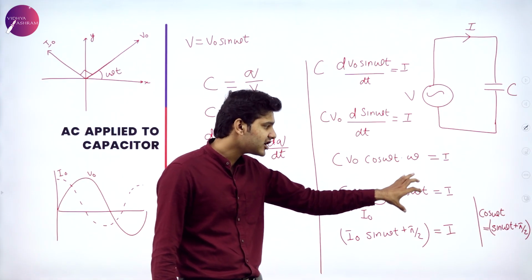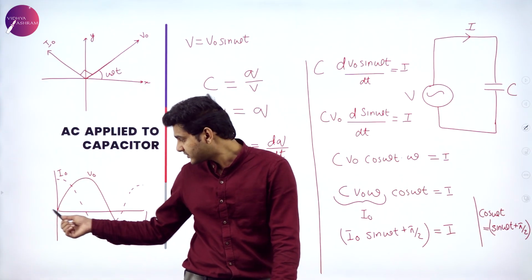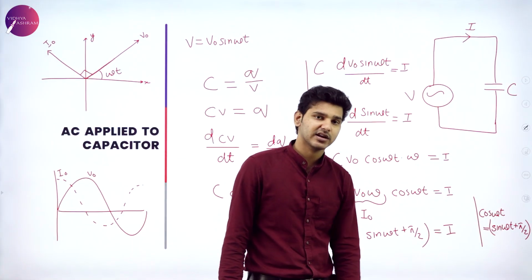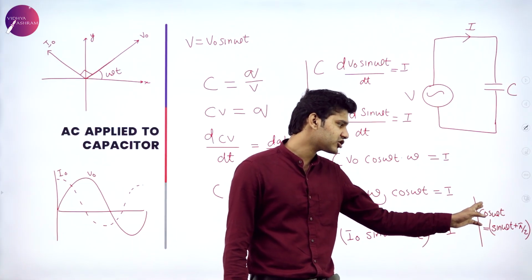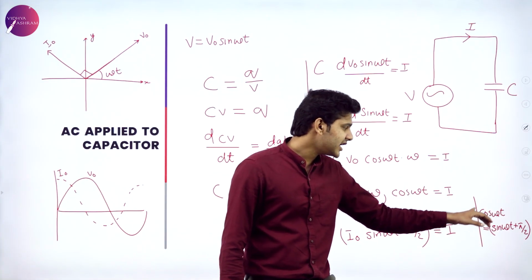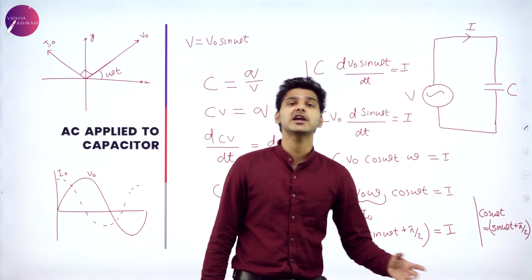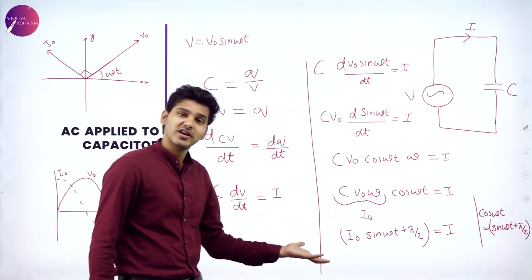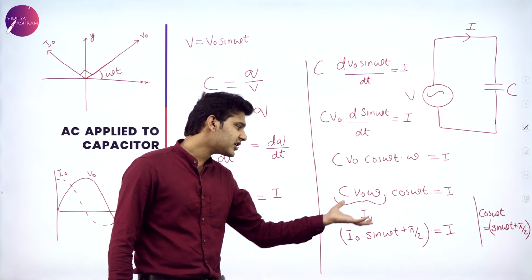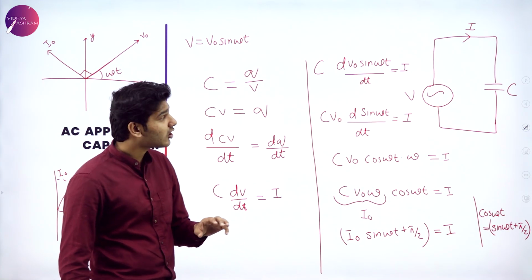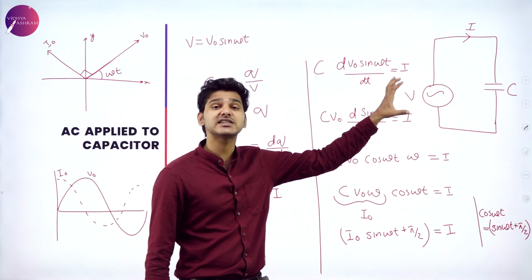But instead of writing cos omega t, I have to use a sinusoidal wave function. So I am going to take the sine graph. I can convert this cos omega t into sine using a trigonometric identity. So I can write cos omega t is equal to sine omega t plus pi by 2, and simply voila, this identity pops in, that is I naught sine omega t plus pi by 2. So that is all about a purely capacitive circuit.